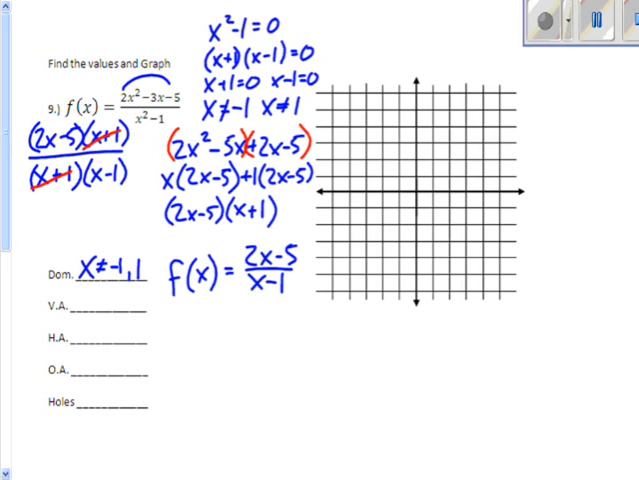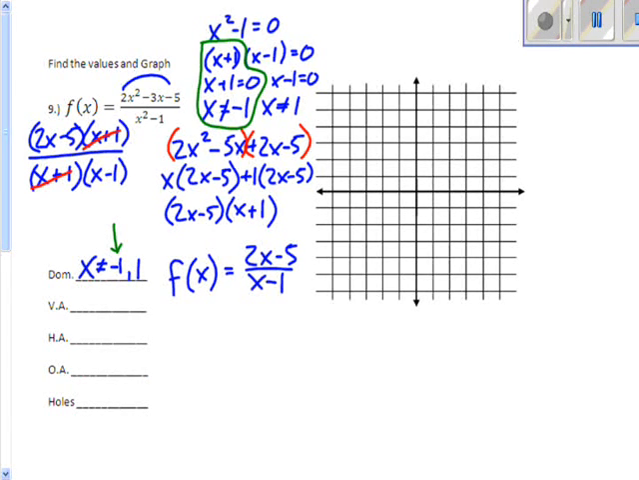So now from here, each restriction is either a vertical asymptote or a hole in the graph. So now look at my restrictions. If I look, first things first, the x plus 1, this guy right here, got canceled out. The x plus 1 is what gave me the restriction of the negative 1.